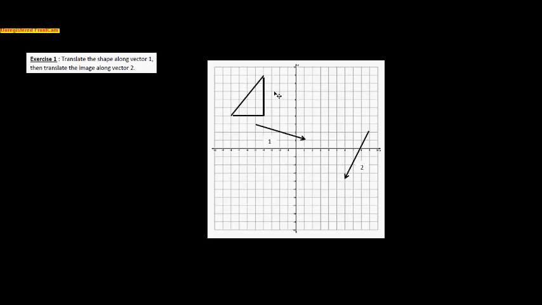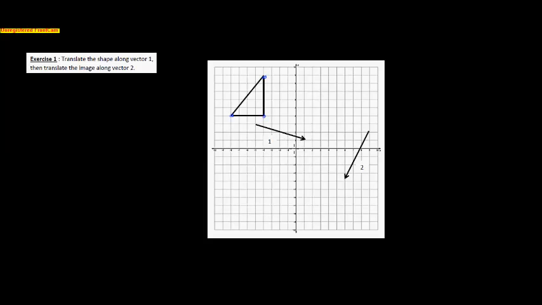So here's the first example. We have a triangle on a coordinate plane, and we have these two vectors here, and I've labeled this one vector 1 and this one vector 2 just to simply give us an order in which to use them. Alright, so first I'm going to write down the coordinates of each of the points for this triangle here. I'm just going to make a little dot here and a little dot there and a little dot there, and I'm going to write down the coordinates.